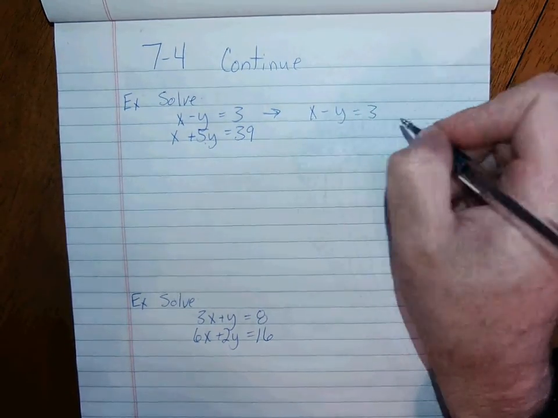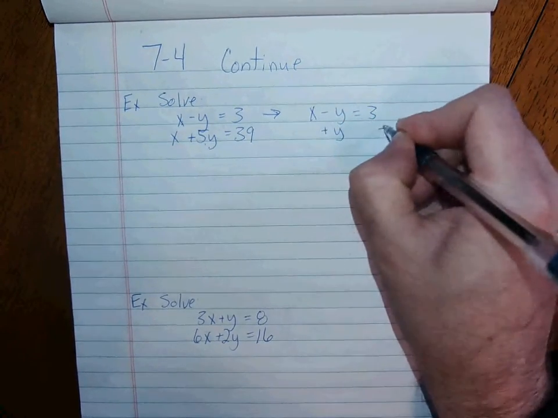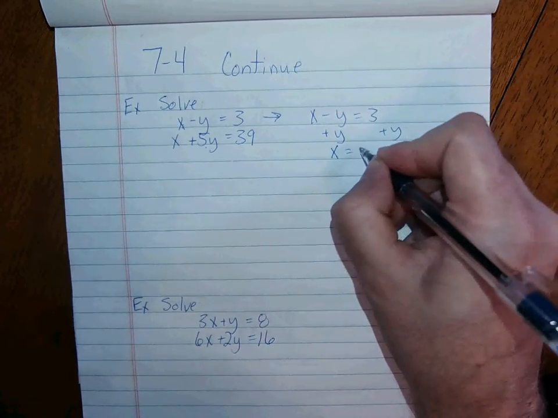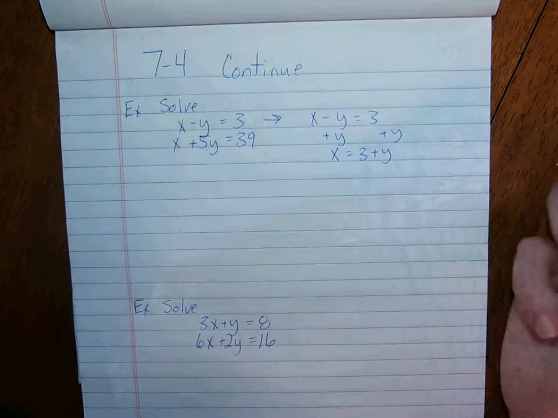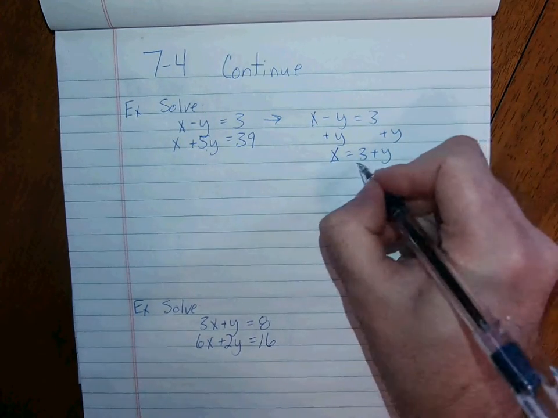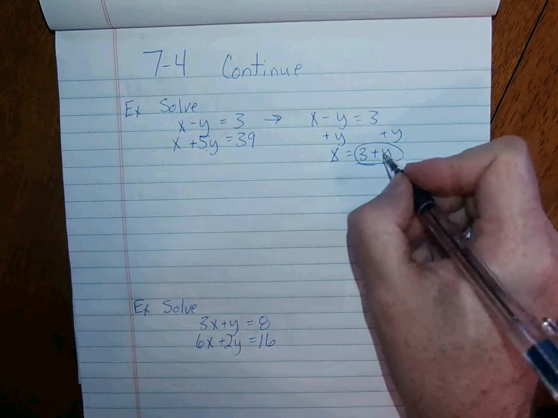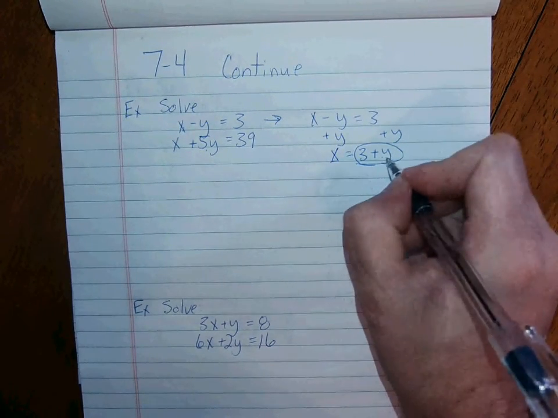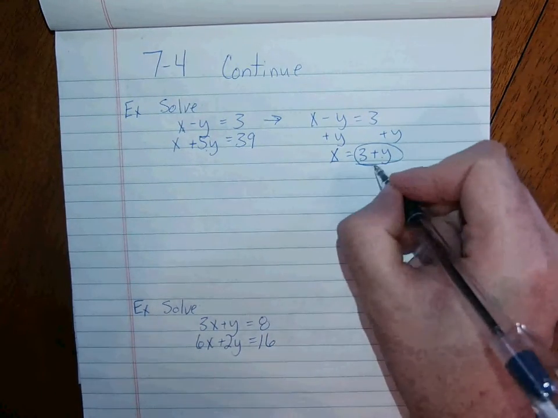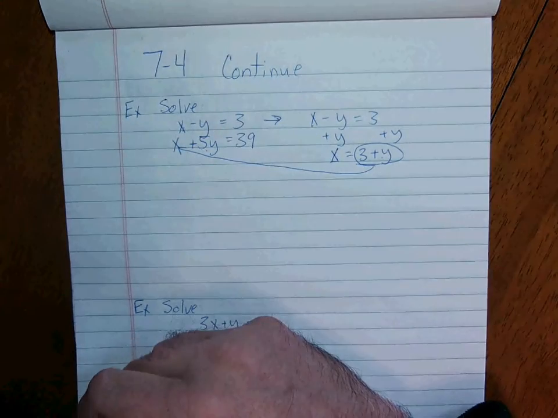So you have x minus y equals 3. To get x all by itself, I would have to add y to both sides. So here, I'm going to get x equals 3 plus y. Once you have one of the variables equal to something, I like to circle it, and then I'm going to substitute what I just found into the other equation. Since it's x, I'm going to take this whole thing and substitute it in for x.